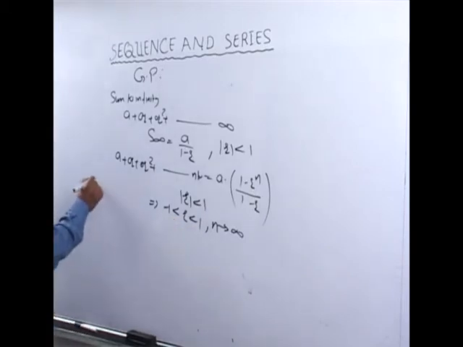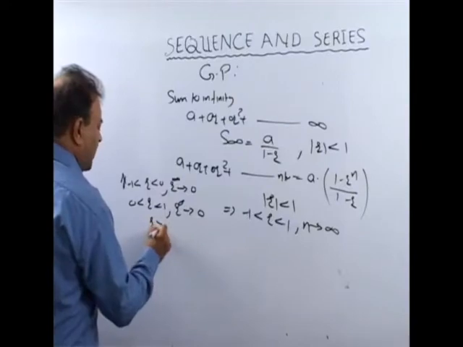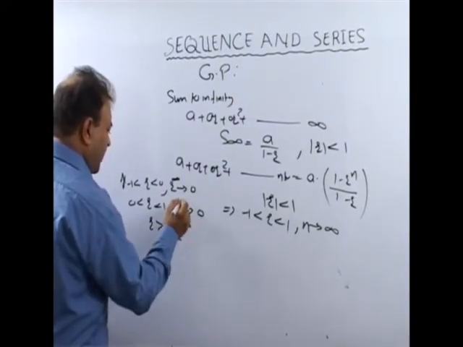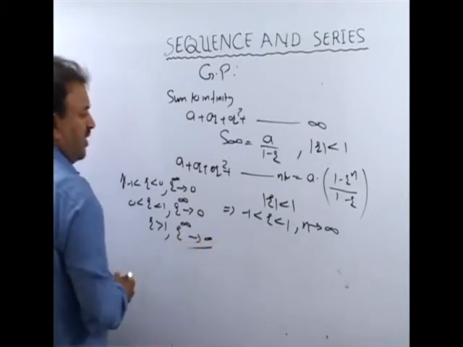One thing we know: if r lies between -1 to 0, r raised to the power infinity comes out to be what? 0. And if r lies between 0 to 1, r raised to infinity also comes out to be 0. If r is greater than 1, r raised to the power infinity is infinity.